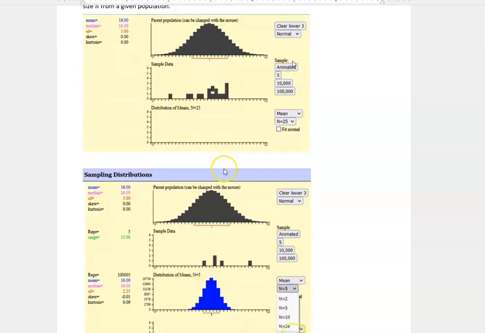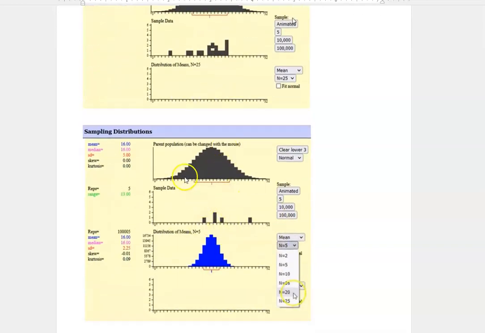And so if I come down here and look at it, here's my parent population, I took some samples, I took the average of those samples, and now this starts to look like a normal distribution. In fact, it reflects the parent population here because the parent's normal, but you can see that I've taken how many repetitions. I took 100,005 samples from here, and then I took the means of all those samples, and you can see that it starts to form a normal distribution.